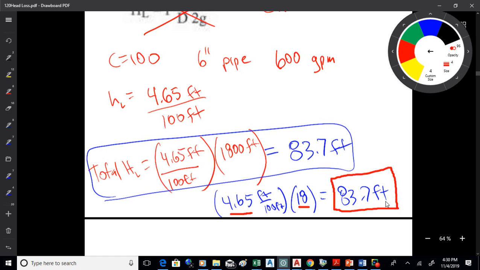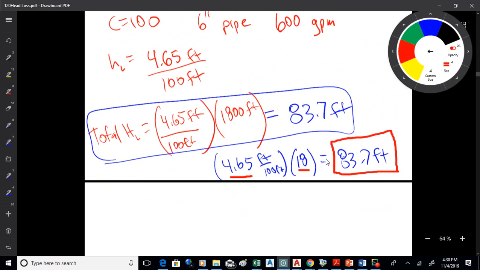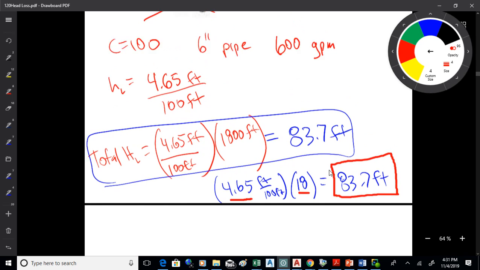It's with the chart. The chart is based on what are called different C factors. I've got a C of 100, which is the approximate C when you have unlined cast iron. You can use that, and based on that chart, then I can calculate the head loss. So I just look up the head loss for my flow condition and pipe size and multiply it by the number of 100-foot lengths of pipe.